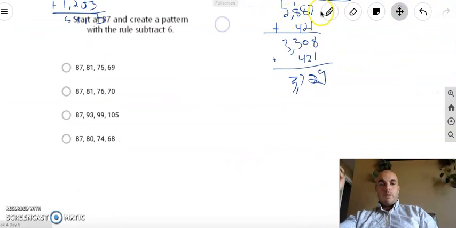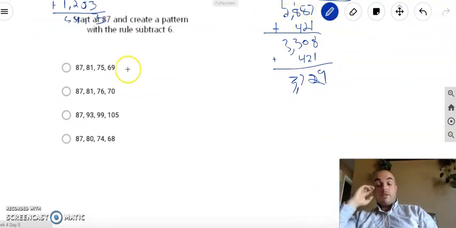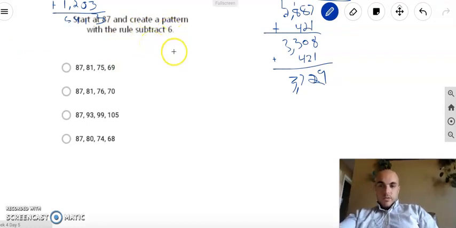Let's look at this bottom one. Of course, an example from our assessment if you have followed this along. Start at 87 and create a pattern where the rule is subtract 6. I just have to make sure I'm subtracting 6 from each. All of them start at 87 right off the bat. Here's a really good tip for this multiple choice. We know we're subtracting, which means the numbers need to go down. Let's see if all of them go down. 87 to 81 to 75 to 69. Okay, all those numbers go down.